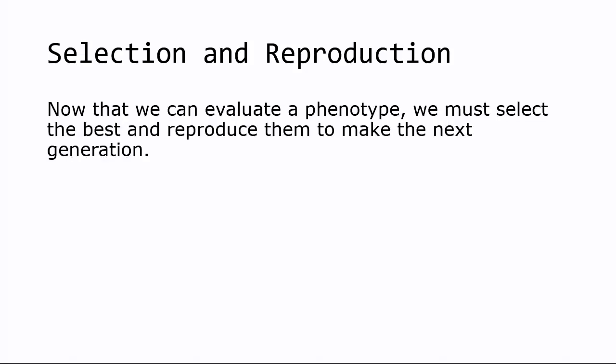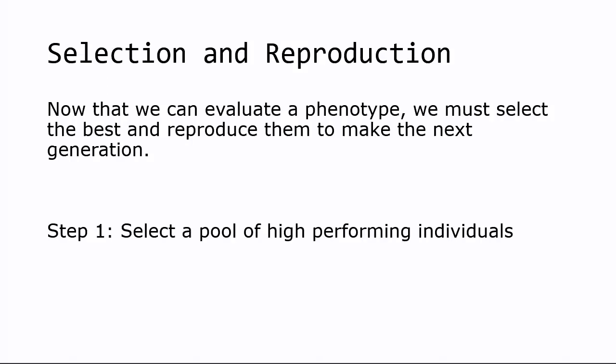All right, great. So now we've talked about the encoding. We've talked about how we evaluate that encoding. So now that we have the fitness functions, we talked about selection at the beginning. So let's now talk about selection and reproduction again in the context of neural networks. So really, the first step, with whichever selection algorithm that we pick, is we have to select a pool of high-performing individuals.